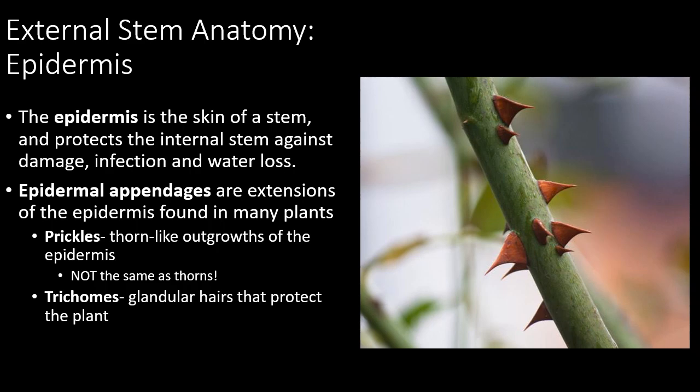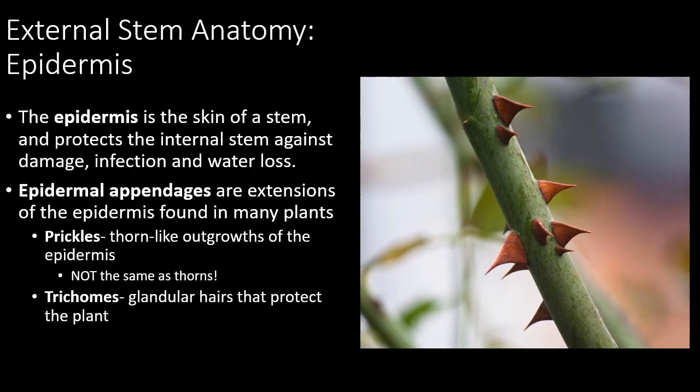If you've ever been stuck by the prickles on a rose, you'll be very familiar with those. A lot of people would refer to them as thorns, but thorns are not the same as prickles. So botanically speaking, roses do not have thorns; they have prickles, and these are just thorn-like outgrowths of the epidermis. True thorns are actually a modified lateral shoot, and the prickles are not actually a stem; they're just an outgrowth of the skin of the plant.